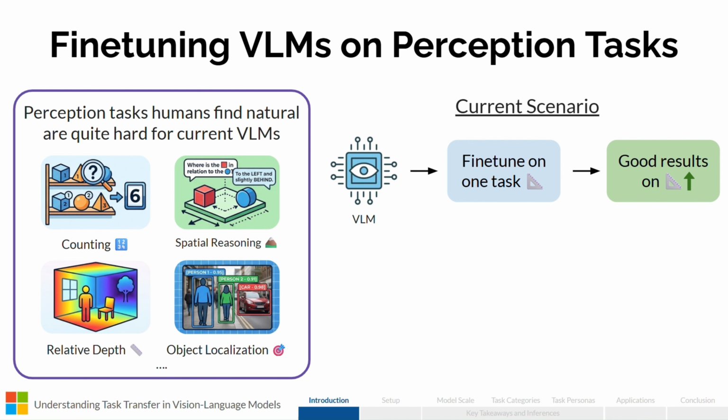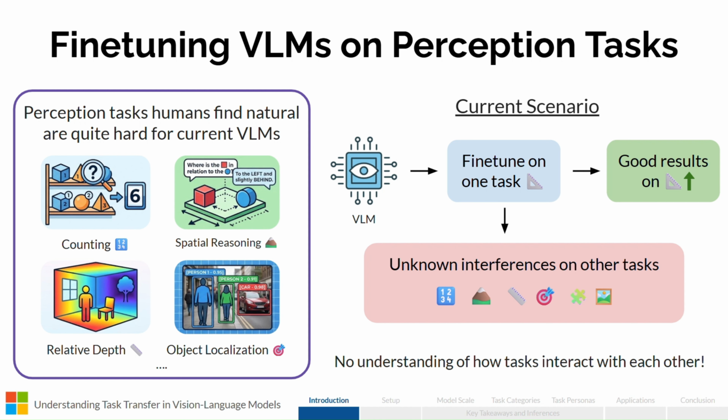Very often, they are fine-tuned on task-specific data to get good performance on that task. But what happens to other tasks? If you fine-tune on relative depth, what happens to counting? What happens to spatial reasoning? We surprisingly don't know how these tasks interact with each other. There might be correlations which may be beneficial, or there could be negative interferences.